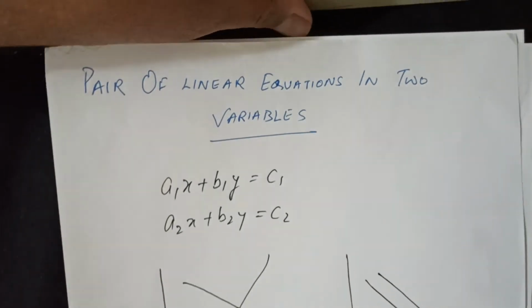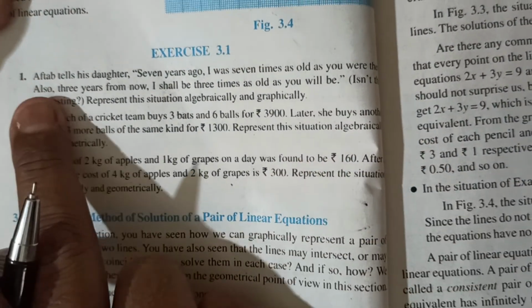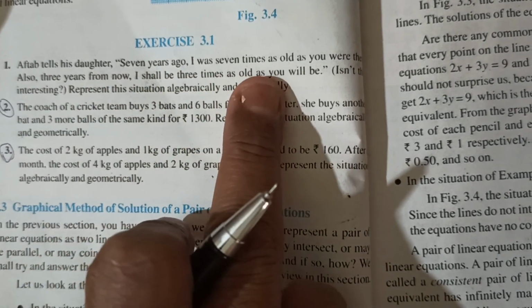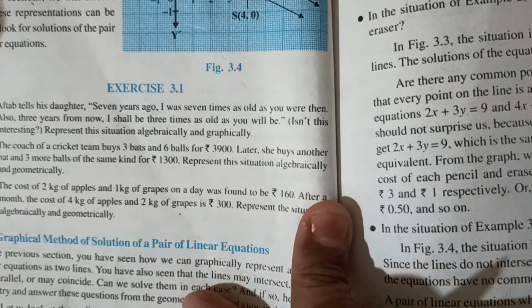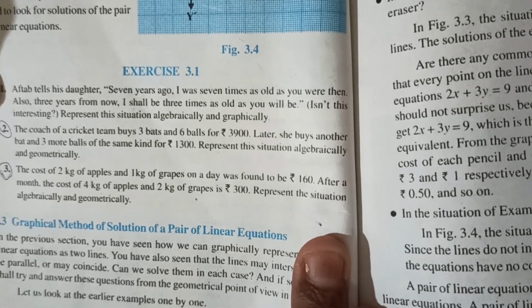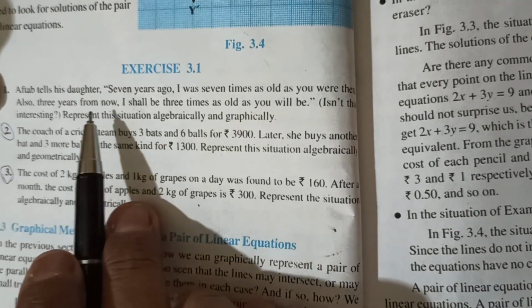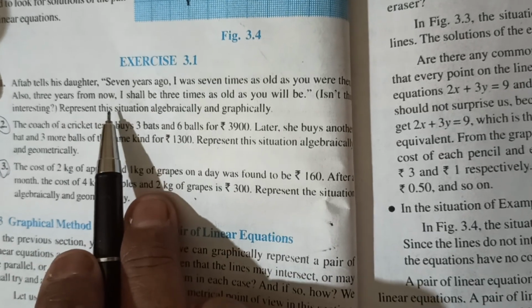Now students, we will start with the first exercise of NCERT. The first question says, Aftab tells his daughter, 7 years ago, I was 7 times as old as you were then. Also 3 years from now, I shall be 3 times as old as you will be. Represent this situation algebraically and graphically. The most important thing over here is there are two conditions. One is 7 years ago and one is 3 years from now.